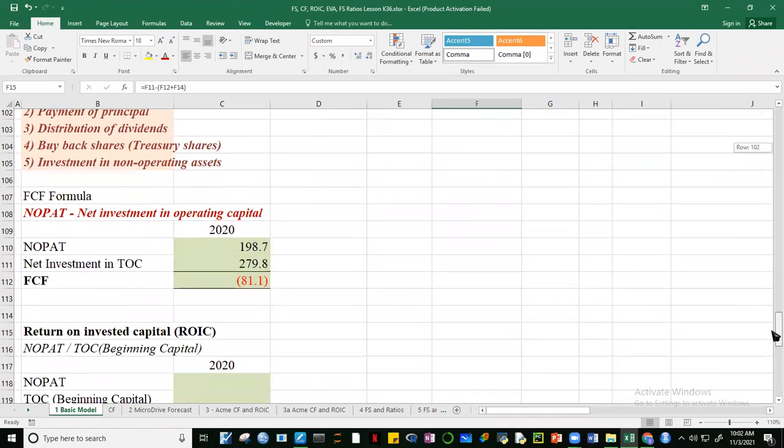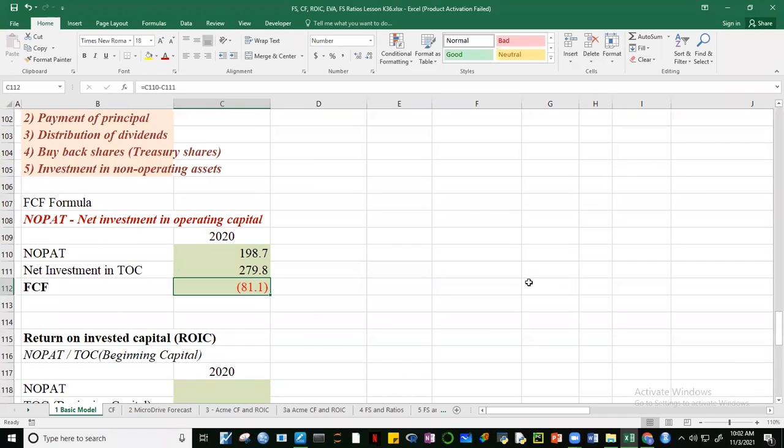Okay, now you notice, guys, that free cash flow is negative. Now, free cash flow is negative. Is that good or bad? That's an important question. Is a negative free cash flow good or bad?